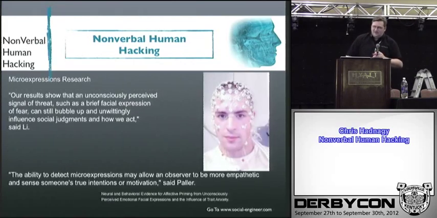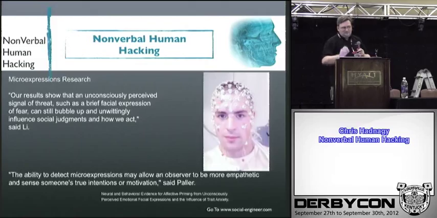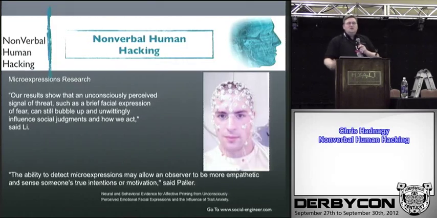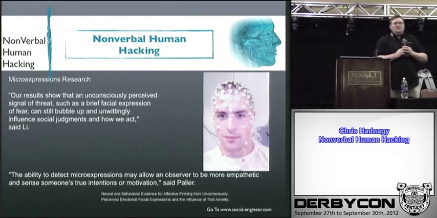Let me go back to this page. What I really, really love is this result, the ending comment here by Dr. Poller. He says, the ability to detect microexpressions may allow an observer to be more empathetic and sense someone's true intentions or motivation. This is a key point for us as social engineers. Why? Because that means that we can influence our targets by displaying emotion on our face to a non-extreme degree to make them more empathetic.